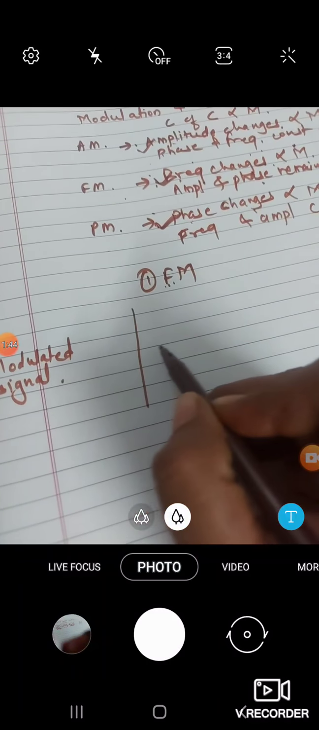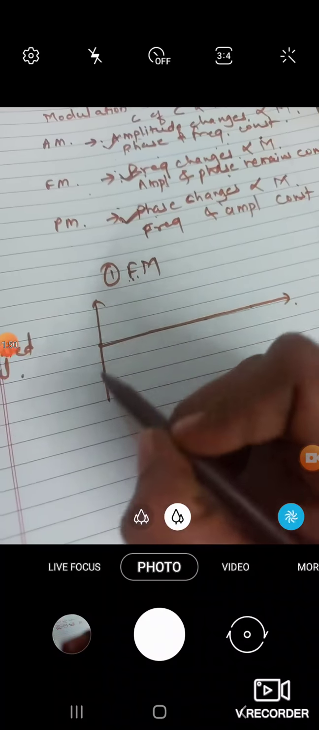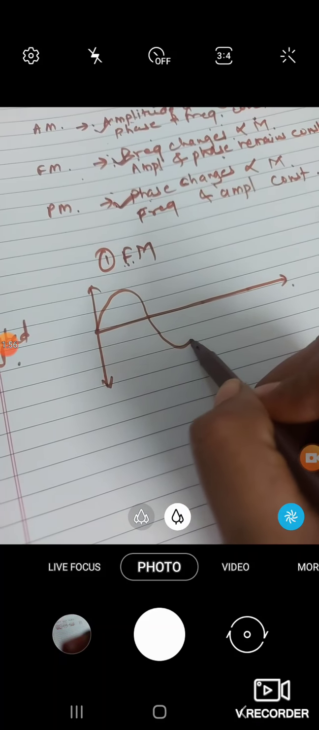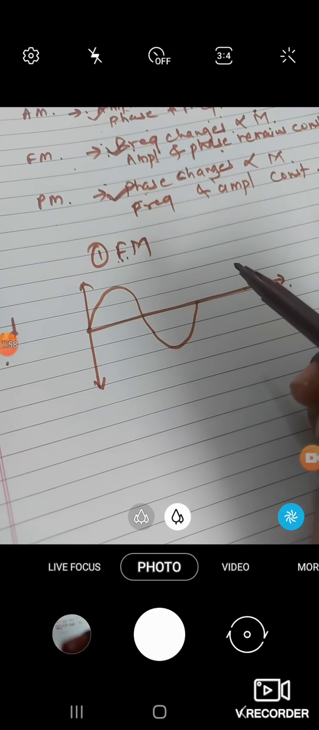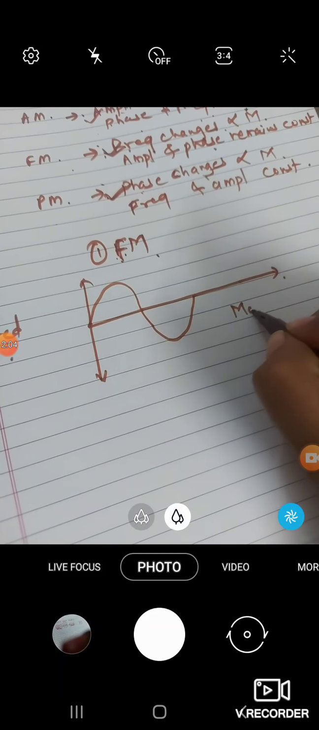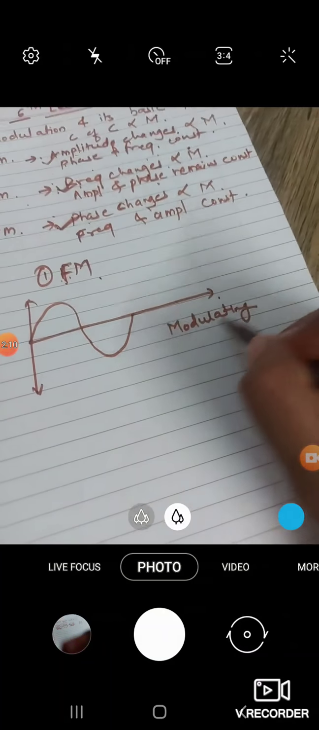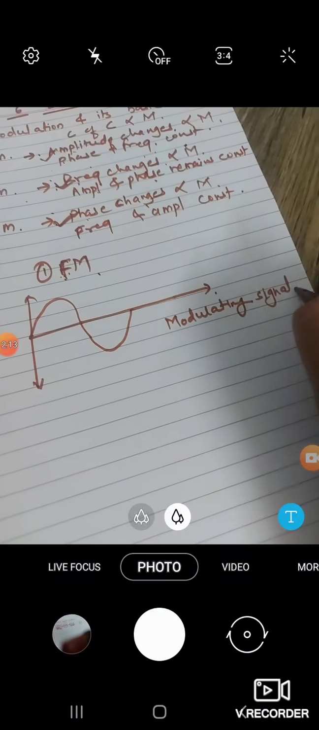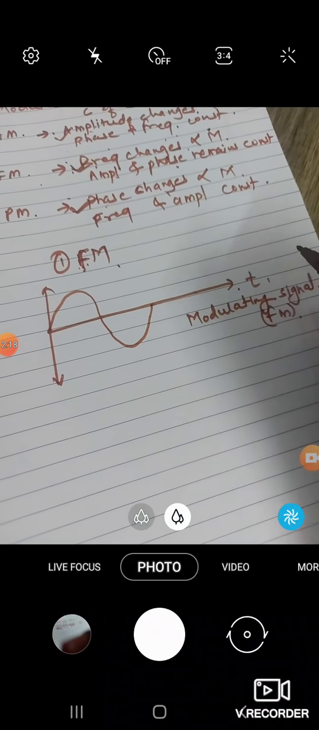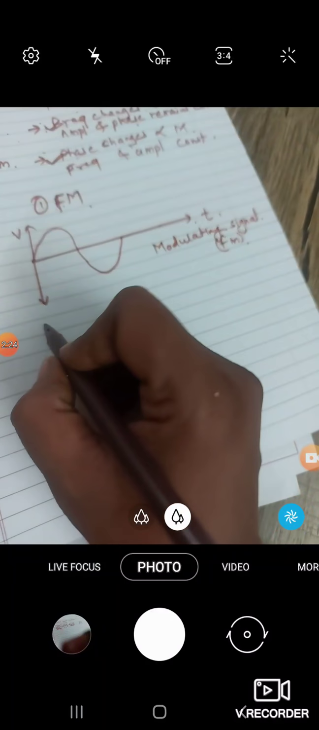Pay attention here carefully, because these are the diagrams which you have to frequently draw in the exam as well as in the journal. So we are drawing the diagram for frequency modulation, which is abbreviated as FM. What is the first signal required in frequency modulation? The first signal required is nothing but the modulating signal. You indicate the frequency of the modulating signal as fm. On the x-axis it is time and on the y-axis it is voltage. That is the concept of the modulating signal.